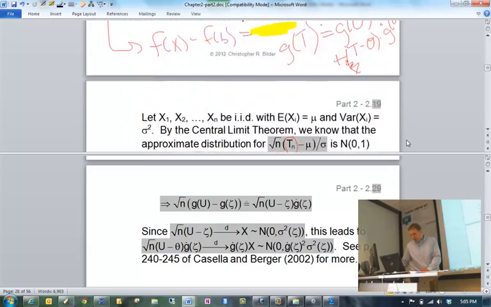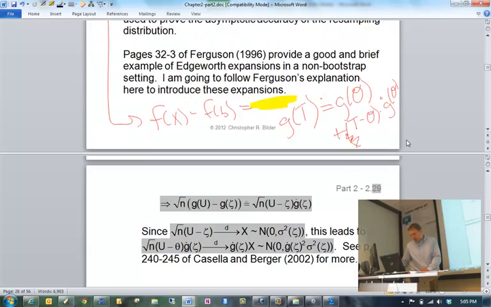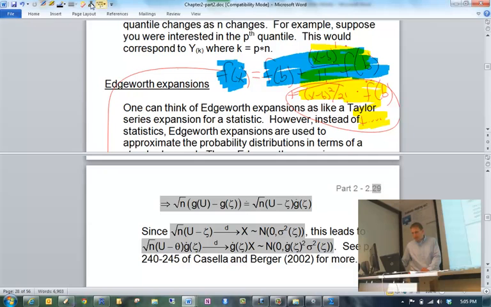Where are you, Taylor series? Here. Yeah. What a mess. Do some erasing.